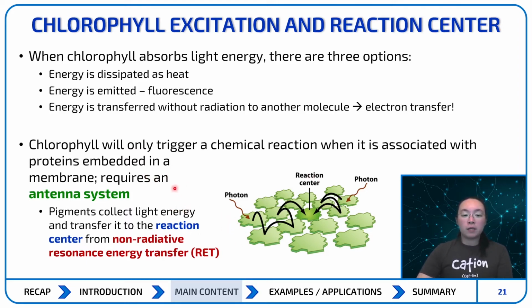Basically, this photosystem involves photons hitting your chlorophyll, and those pigments are going to collect light energy and bounce it into the reaction center from non-radiative resonance energy transfer, or RET. Very similar to FRET, but without the fluorescence. What I want to mention is the collected light energy here is transferred into chemical energy by the reaction center, and this is going to lead to electron transfer once all of the energy is centralized in that reaction center.